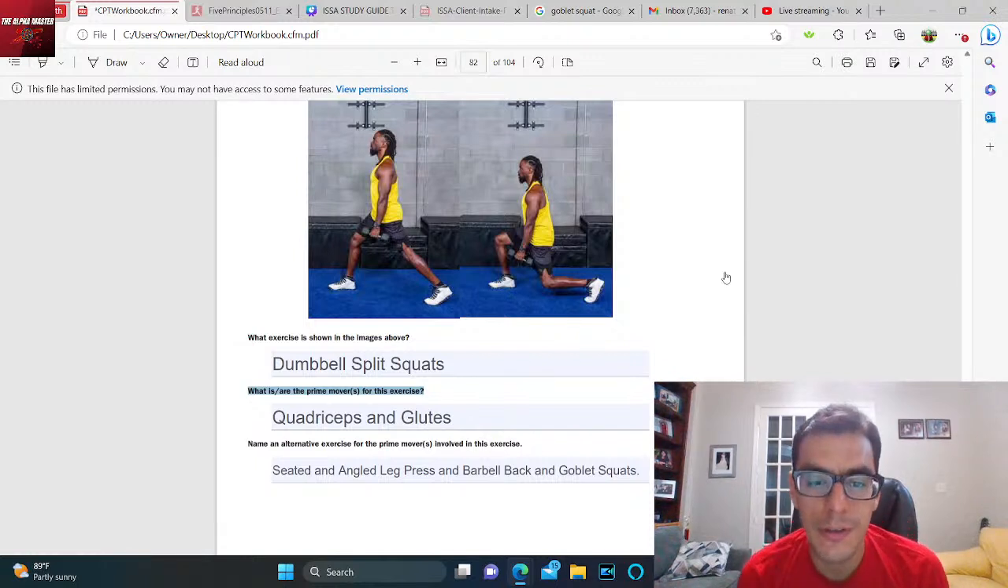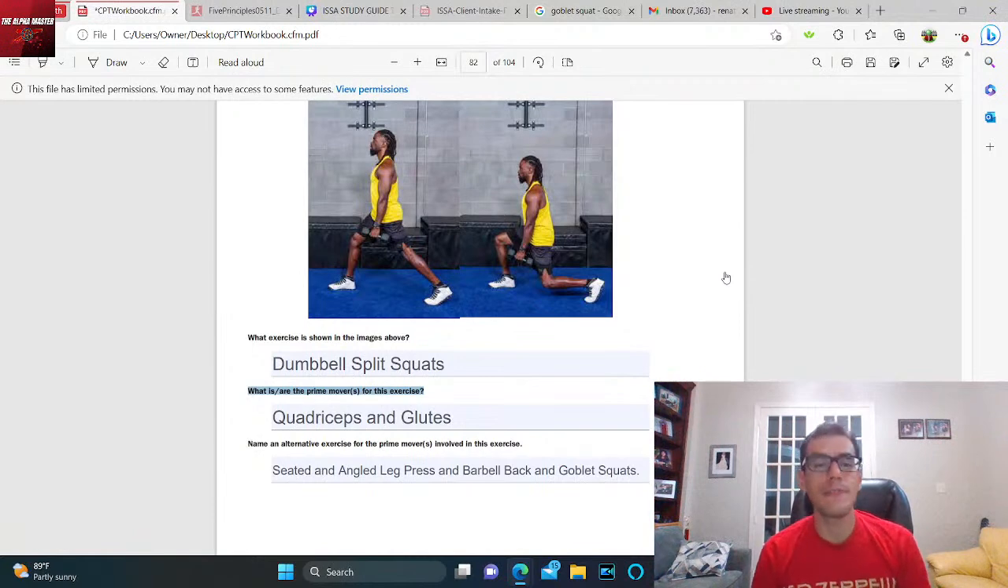The prime movers for this exercise are going to be the quadriceps and the glutes. And alternative exercises for the prime movers involved in this exercise are going to be the seated and angled leg press and the barbell back and goblet squats.